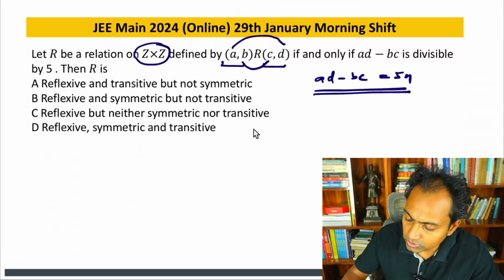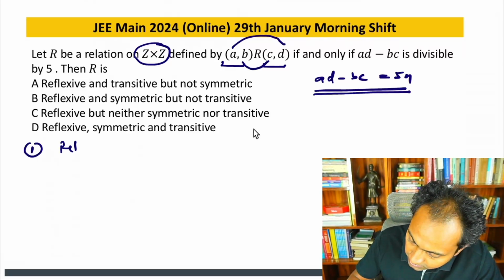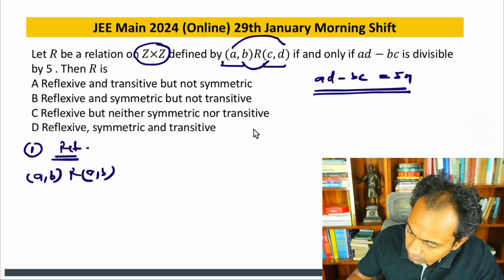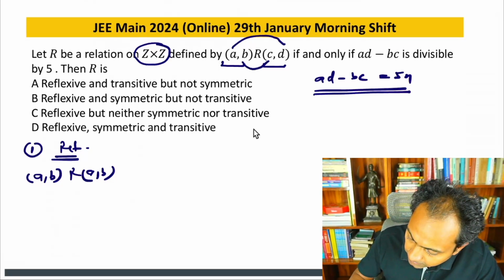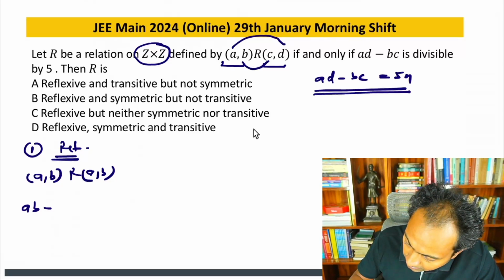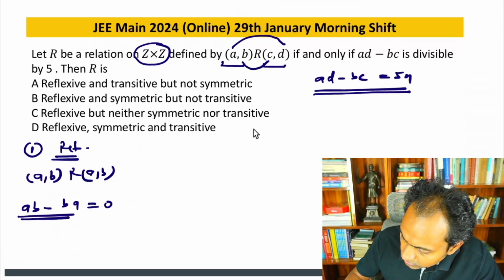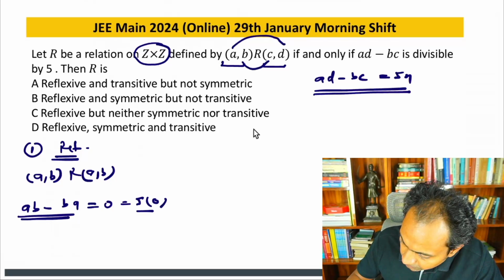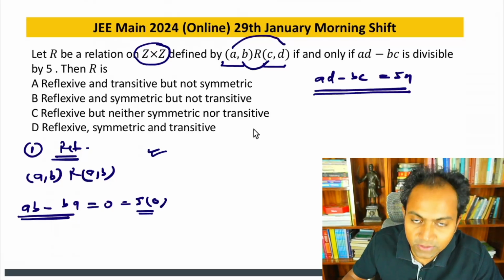So if I want to check the first part, that is the reflexive part, what I will check is A comma B getting related to itself. So if I replace C by A and D by B, this will become AB minus, and we are replacing C by A, so this will become BA. You can see that this will become 0, hence a multiple of 5. So it becomes reflexive, there is no issue.